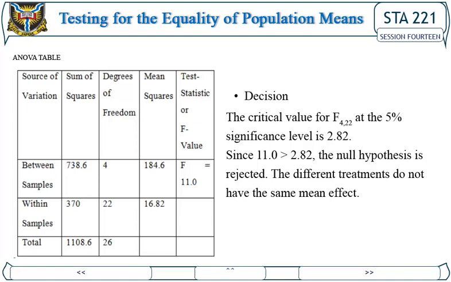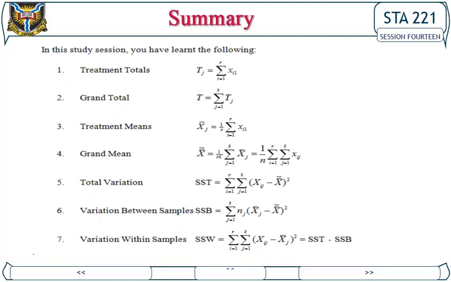Decision. The critical value of F for (4, 22) degrees of freedom at the 5% significance level is 2.82. Since 11.0 is greater than 2.82, the null hypothesis is rejected. The different treatments do not have the same mean effect.